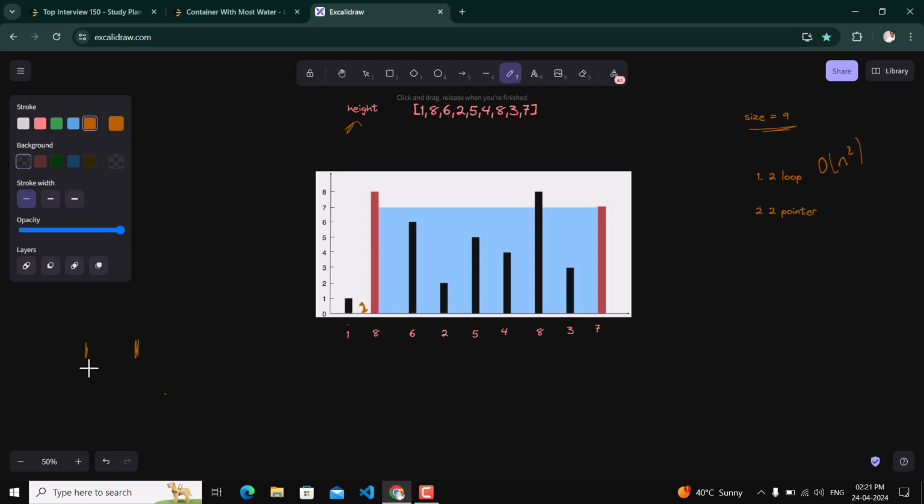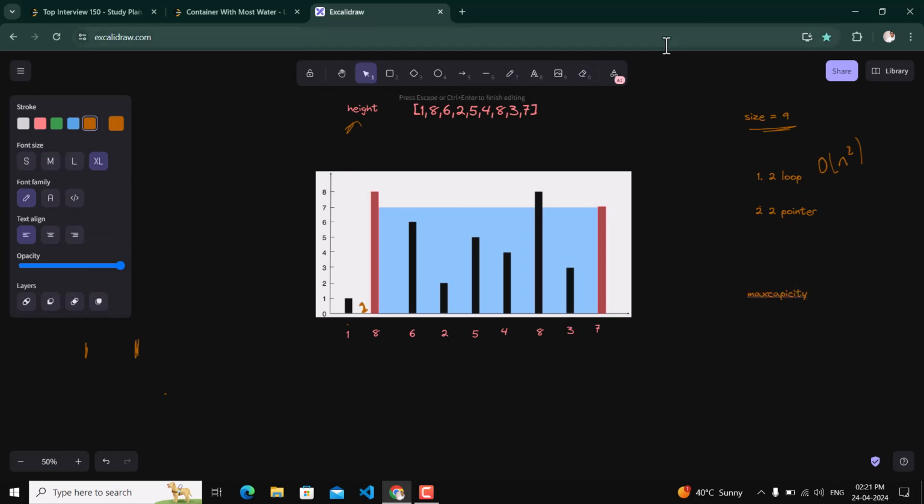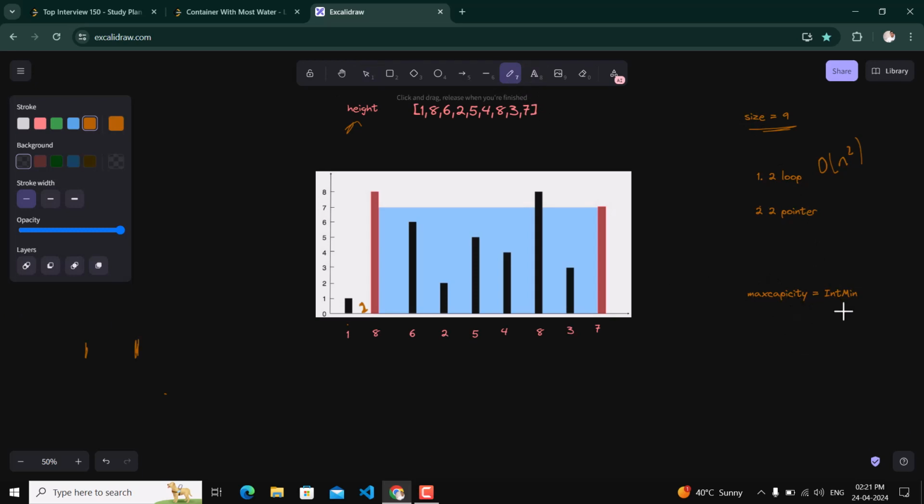We have two bars in our hand, and we have to compute whether they can store the maximum capacity of water compared to the one we previously got. For example, we will have a variable, max capacity, and we initialize it with int min, so it holds the minimum value that an integer can have.